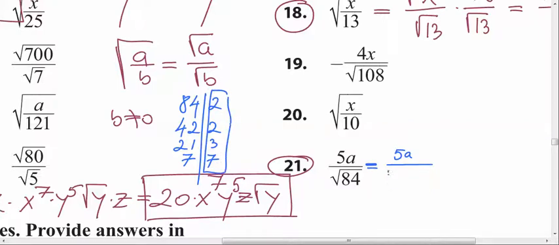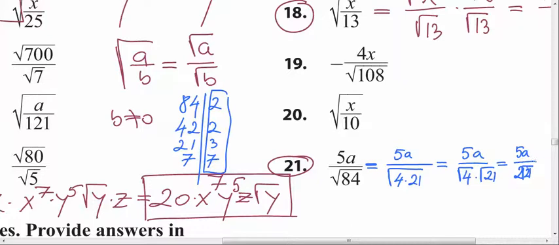Basically, I can rewrite 84 as 4 times 21, right? Because 4 is a perfect square. The whole thing now becomes 5a over square root 4. Let's go one step at a time. Square root 4 times square root 21. And this will equal 5a over 2 square root 21.